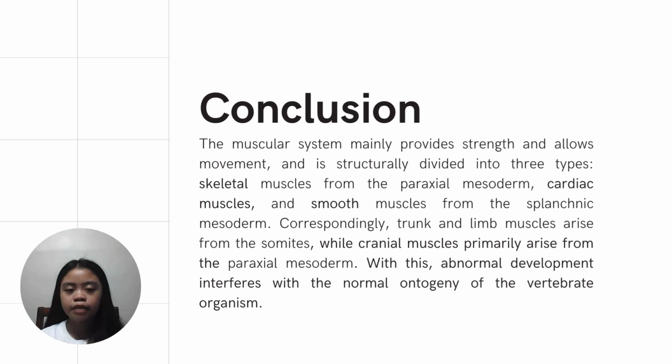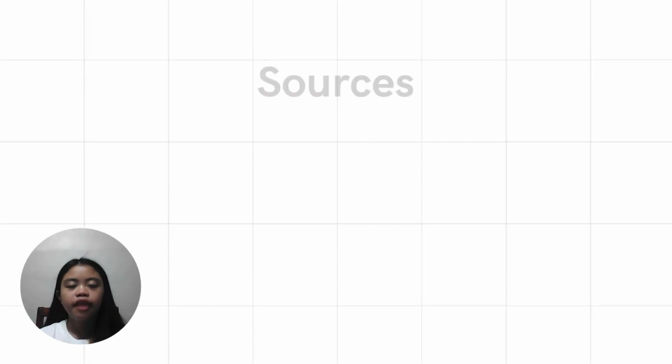Anatomical outcomes such as skeletal muscle atrophy are other repercussions of the abnormal development of the muscular system. That concludes our report.